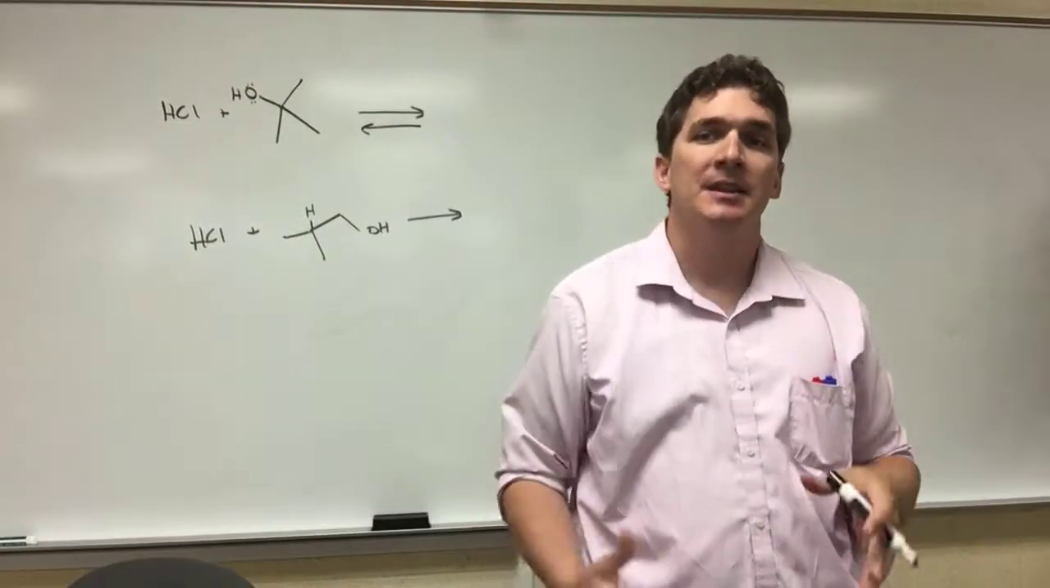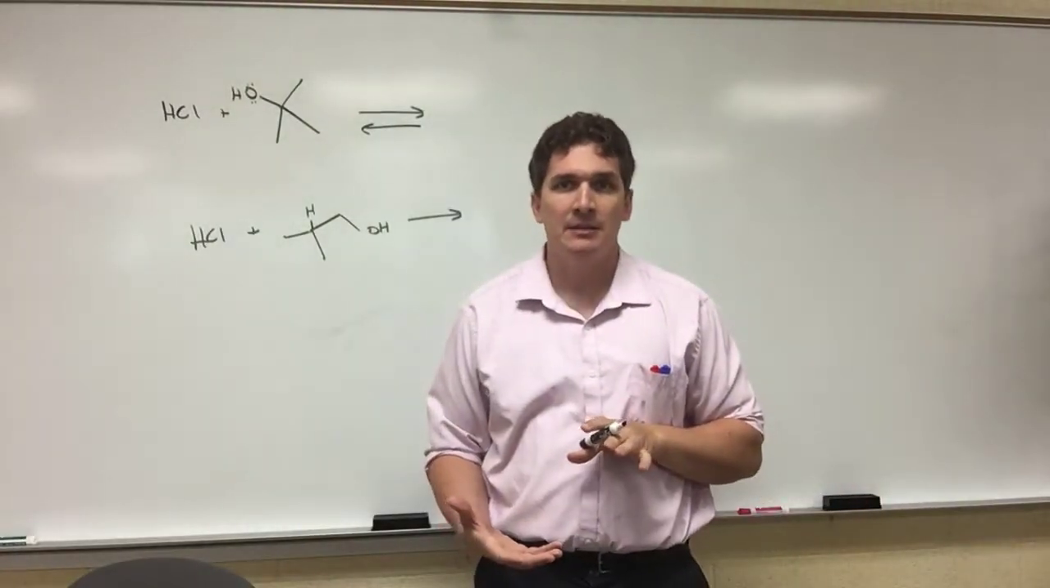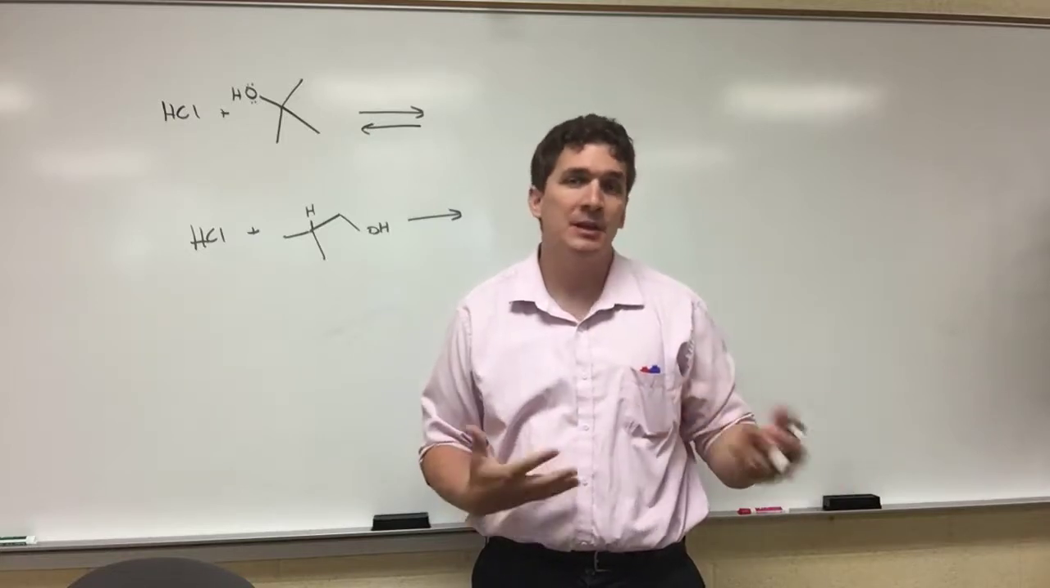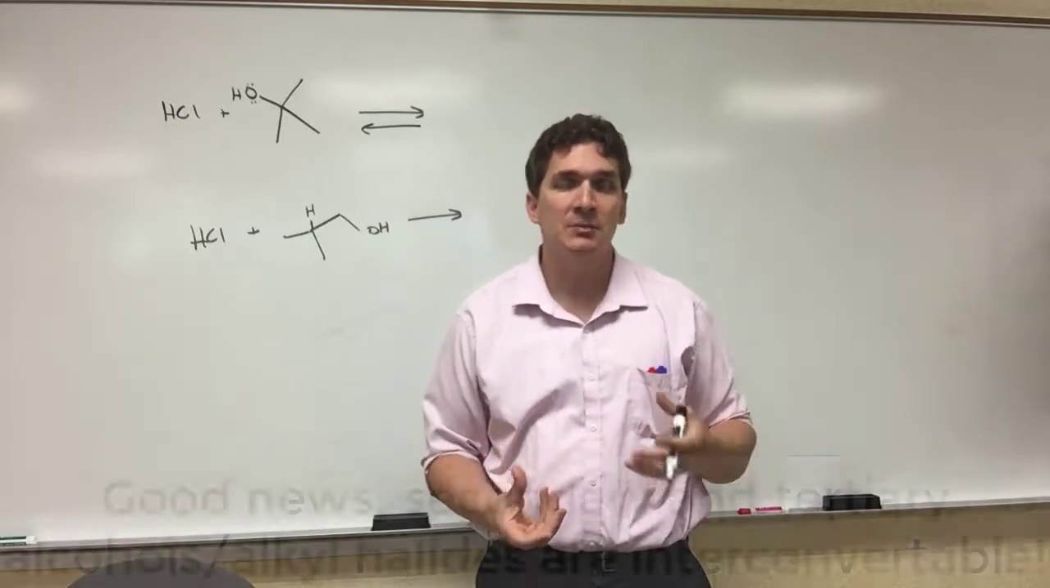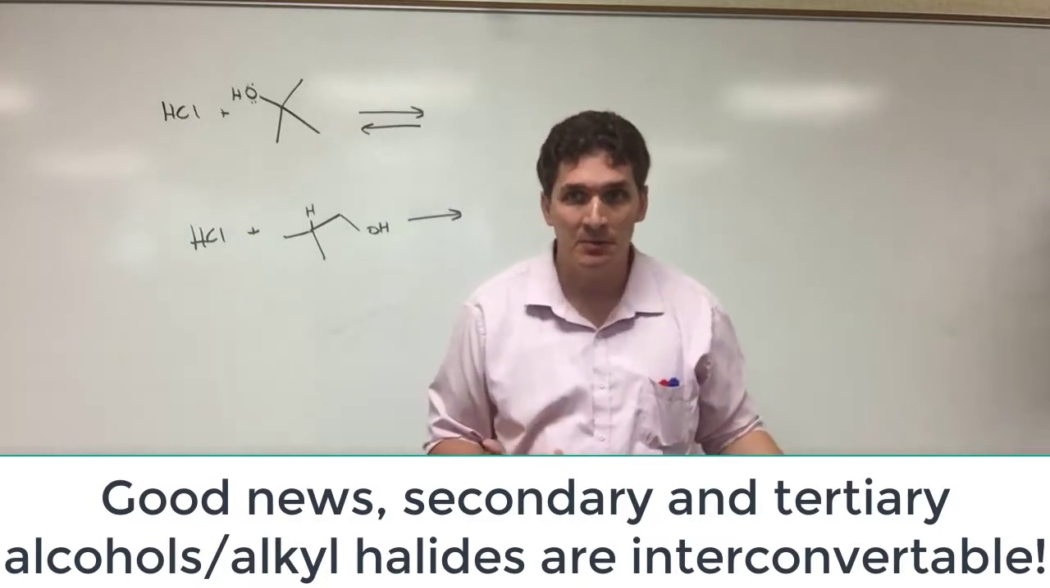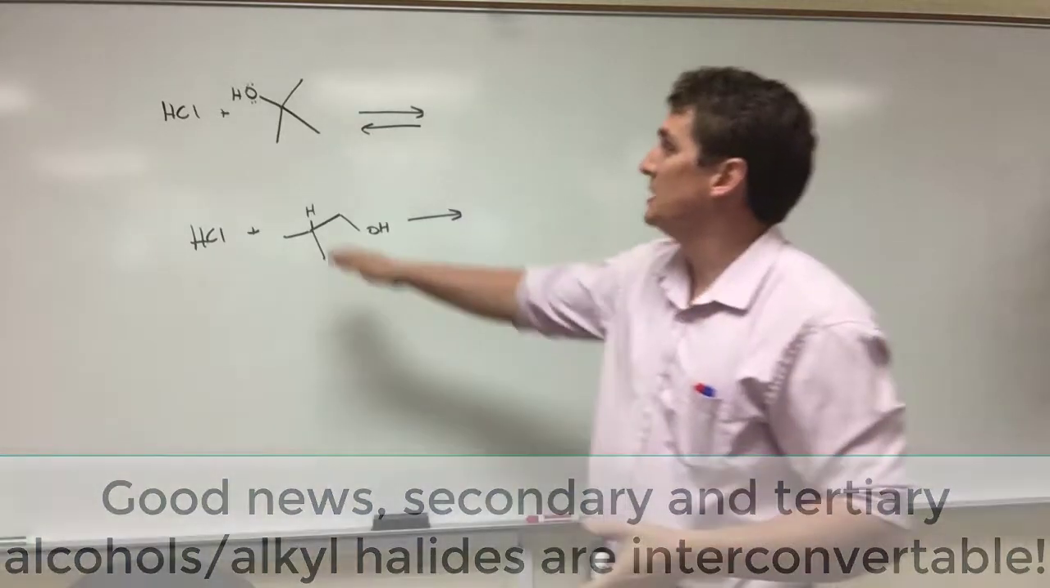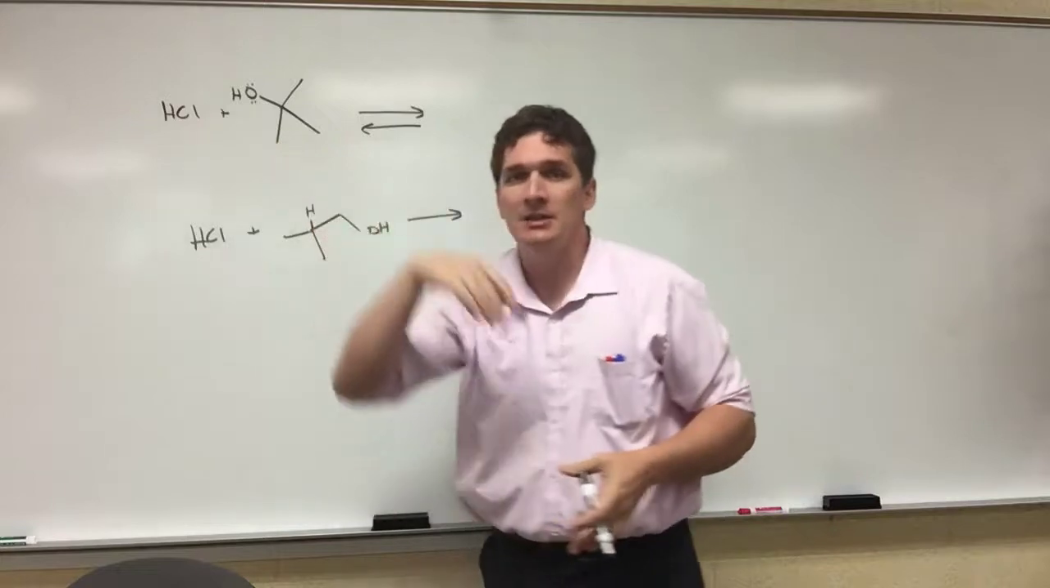So let's talk about how to make an alcohol and an alkyl halide. And these are kind of related because they're a reversible reaction, and we're going to use Le Chatelier's principle to force them one way or the other. But in this case, let's start with alcohol. So in this case, we're going to start with butoxide and HCl.